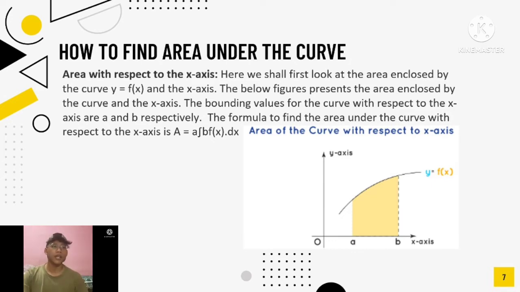Here we shall first look at the area enclosed by the curve y equals f(x) and the x-axis. The below figure presents the area enclosed by the curve and the x-axis. The bounding values for the curve with respect to the x-axis are a and b, respectively. The formula to find the area under the curve with respect to the x-axis is A equals the integral from a to b of f(x) dx. I have inserted the graph inside the slide.